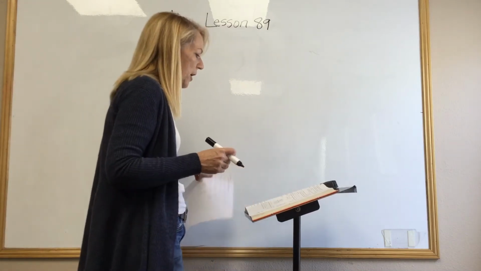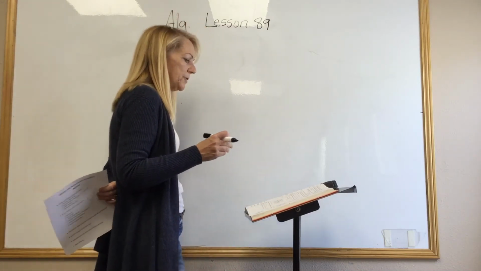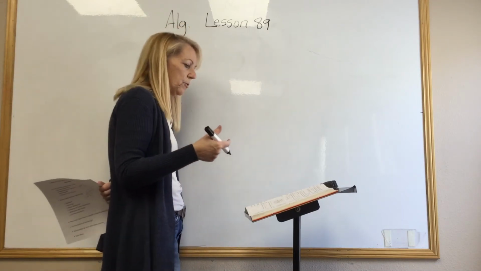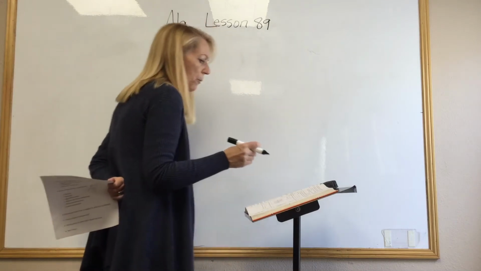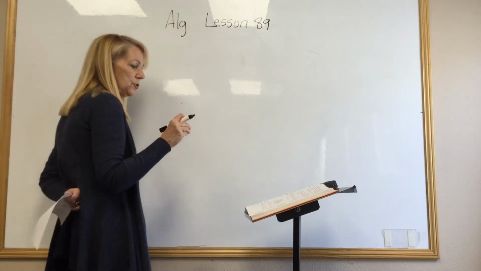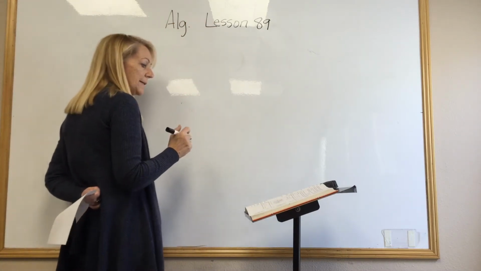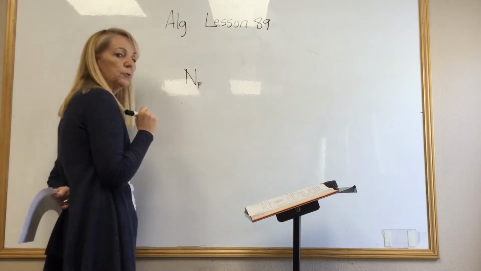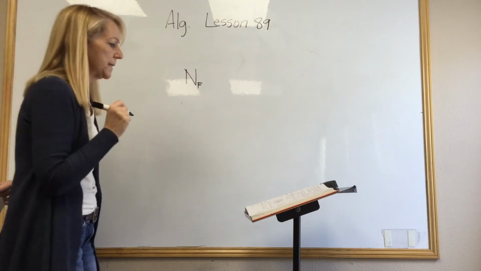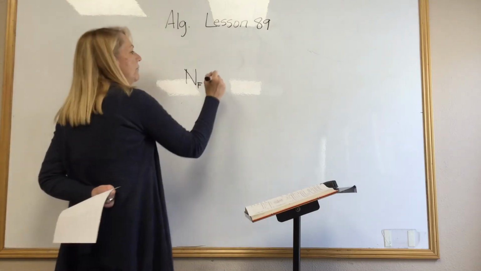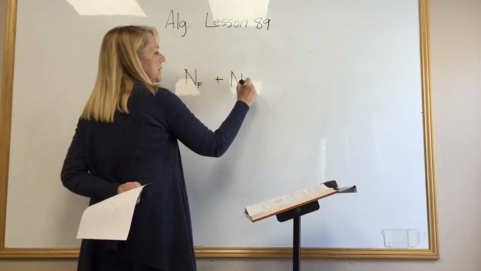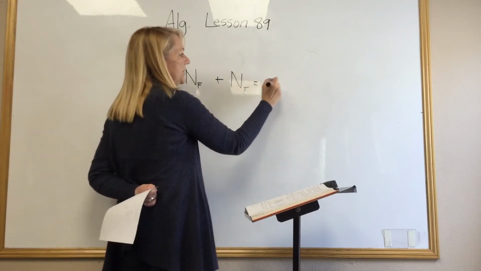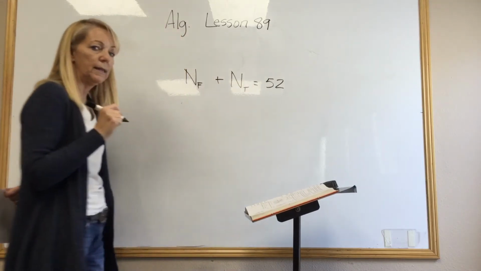So the first thing I know is I've got passengers in first class and passengers in tourist class. And so those are my subscripts. And so I want to know how many of each. So the number of first class, I'm going to call that N subscript F for first class, and number of tourist class. And I know from here that adding those two together, I got 52 passengers. So there's my first equation right there.